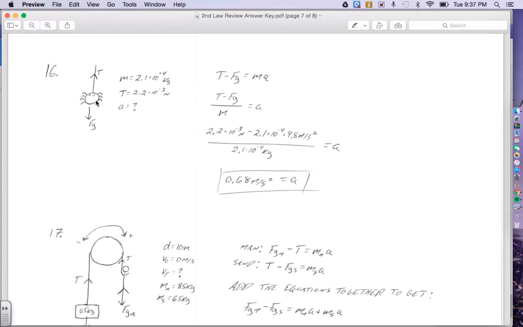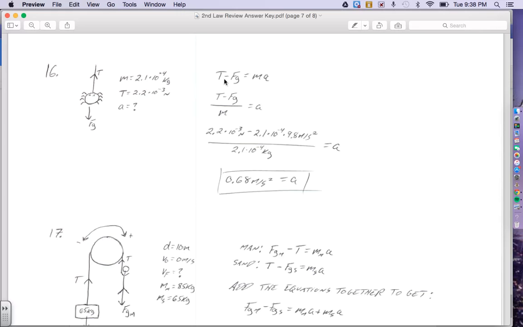We need to get our picture drawn. Here's my spider. The tension goes upward. The force of gravity goes downward. The mass is given at 2.1 times 10 to the negative fourth kilograms, and we know the maximum tension that this strand can withstand is 2.2 times 10 to the negative third newtons. We want to know, if you pull the maximum amount that this strand can hold, what would be the acceleration that the spider could have going up the strand?